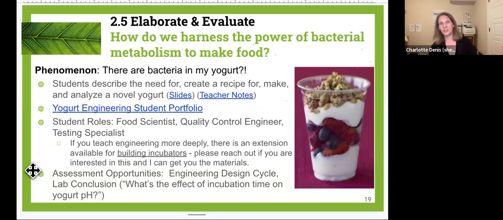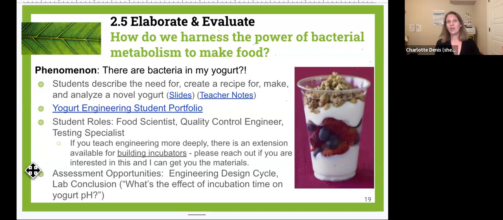And so the students get to decide from a list of ingredients, and they learn what the different characteristics are of the different kinds of ingredients: what fat does to yogurt, what protein does to yogurt, what length of incubation time does to yogurt. And then they make some decisions in their group about which ingredients they want to use and how long they want their yogurt to ferment.